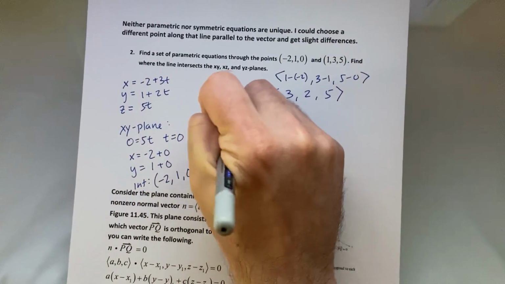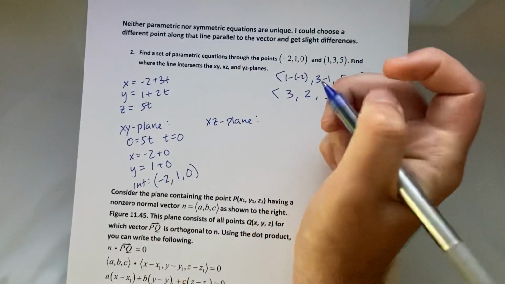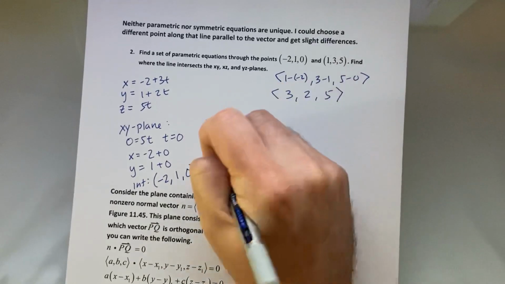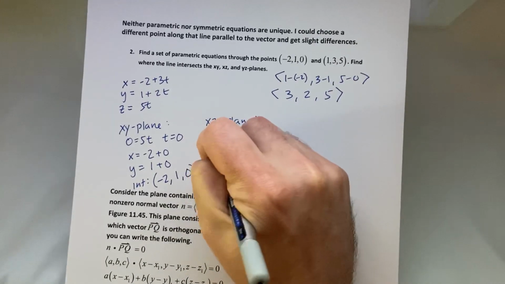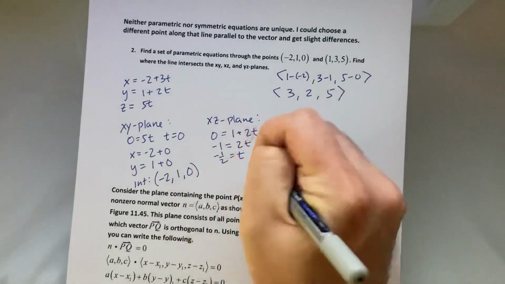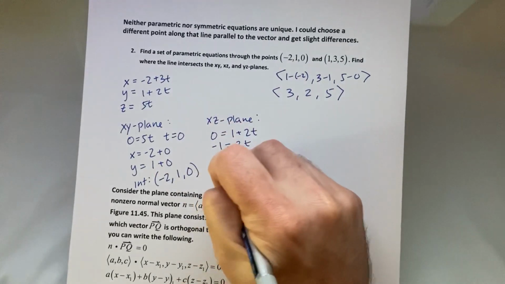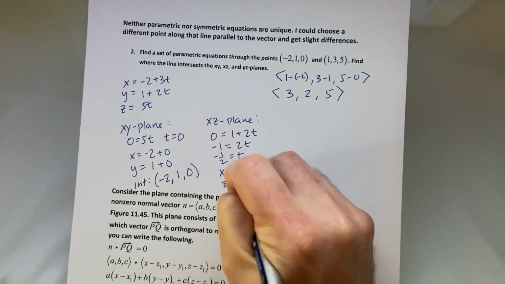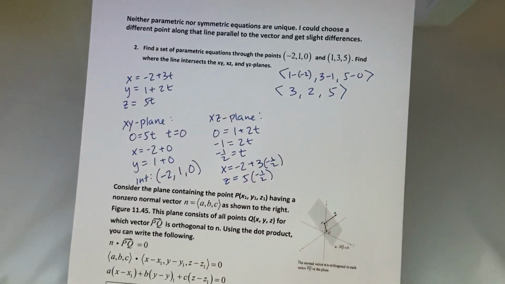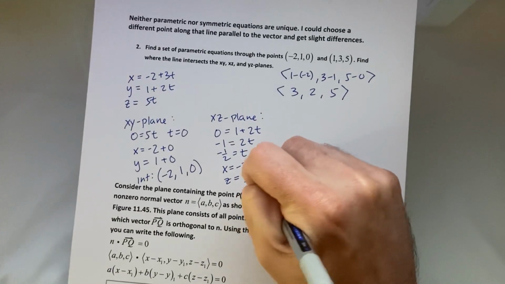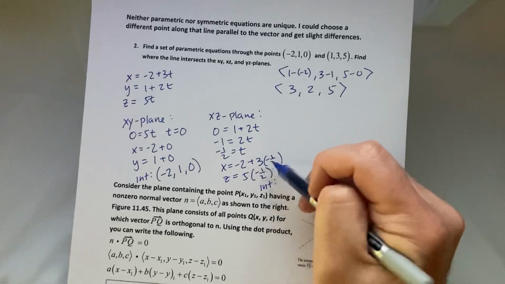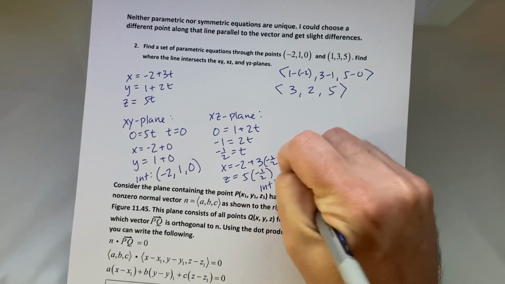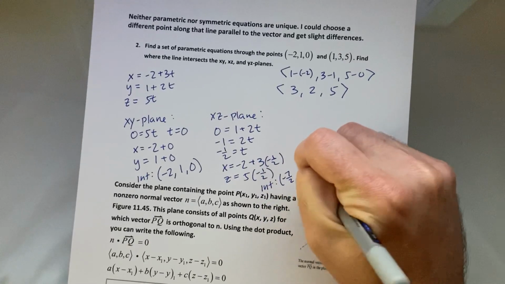The xz plane, we set y equal to 0. 0 equals 1 plus 2t. So negative 1 equals 2t, so negative 1 half equals t. And take that and plug it in. X equals negative 2 plus 3 times negative 1 half. Z equals 5 times negative 1 half, which gives us this point of intersection. X, that would be negative 3 halves, minus 2 makes negative 7 halves. Y is 0. Z is negative 5 halves.